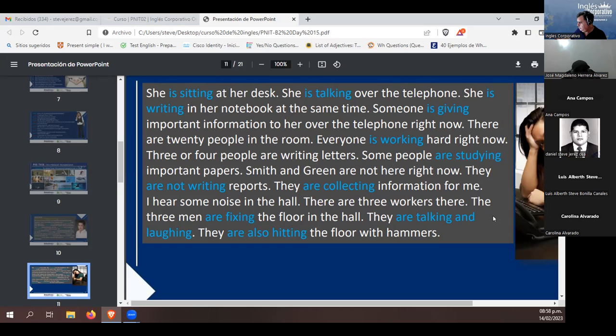They are talking and laughing. They are also hitting the floor with hammers. Okay, excellent.